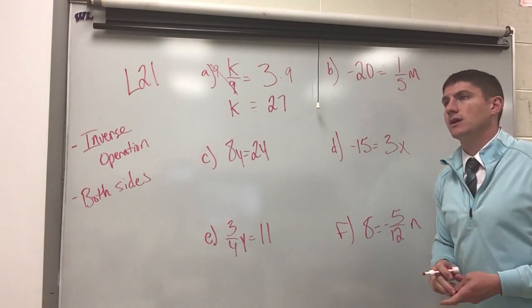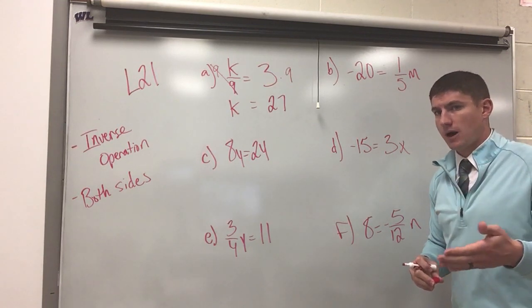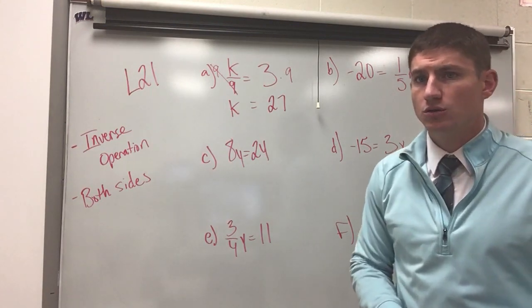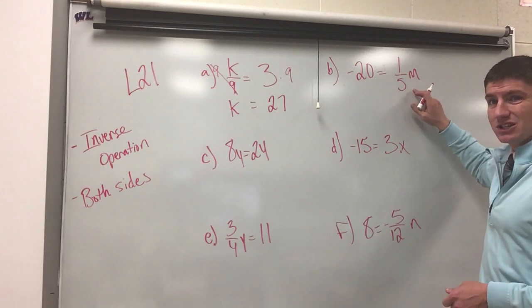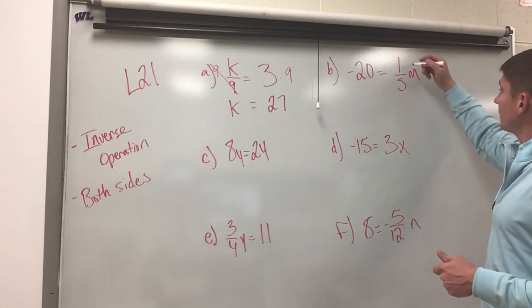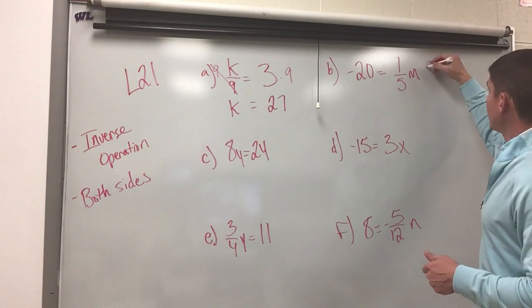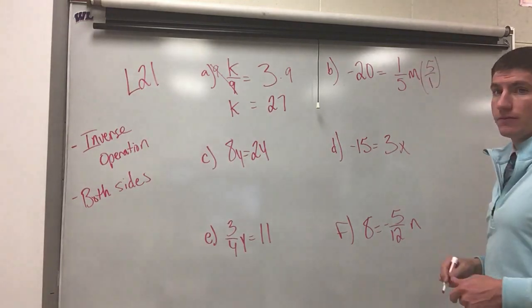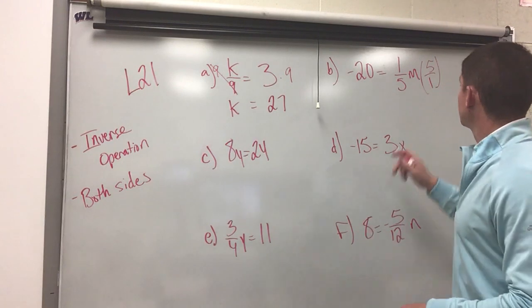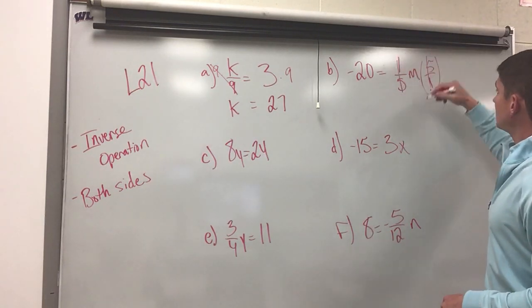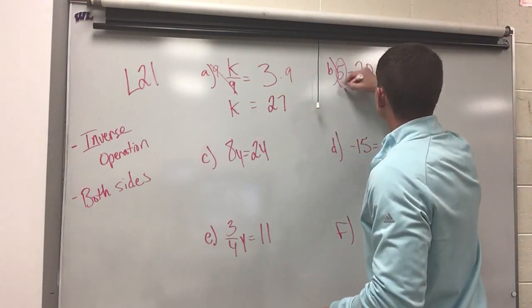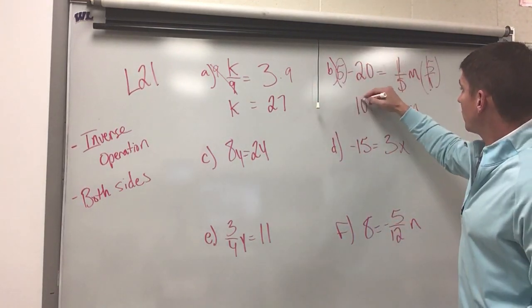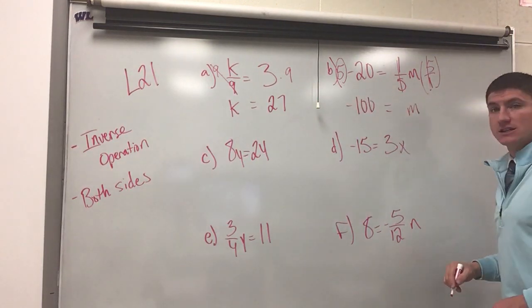In letter B, I've got negative 20 equals 1/5 times m. Now, the opposite of timesing by 1/5 would be dividing by 1/5. But there's a special rule when it comes to a fraction that's involved. Instead of dividing by a fraction, I can actually multiply by the reciprocal. So instead of multiplying by 1/5 to eliminate this, I can actually multiply by 5/1. So 1/5 times 5 is actually going to cancel these out, so m is all by itself. If I multiply by 5 on this side, I multiply by 5 on the other side. 5 times 20 is going to be 100. It's negative, so it remains negative, negative 100.